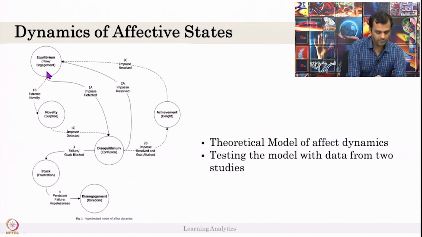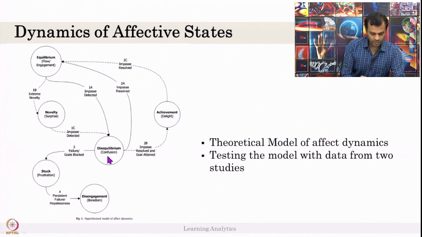There is a flow. Flow leads to confusion if some impasse is detected, something is stopped. If the confusion continues and your goals are blocked, then you might get frustration. And if the frustration continues, you will get boredom and you might drop out.